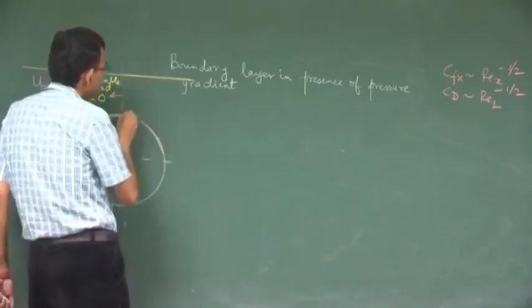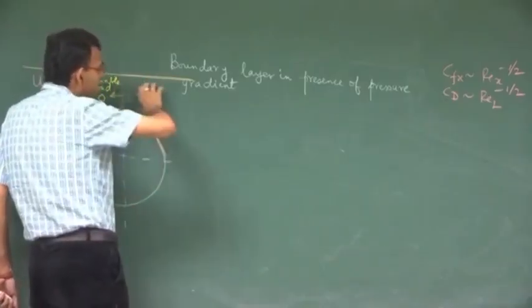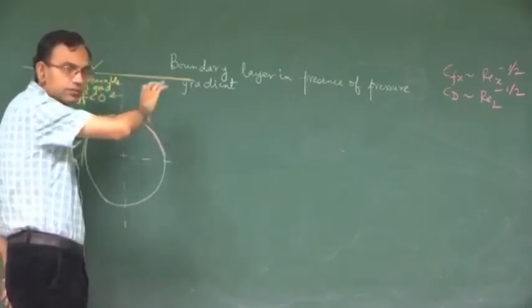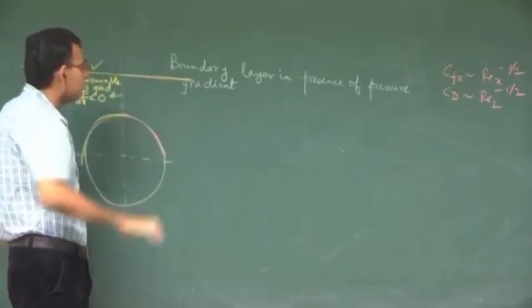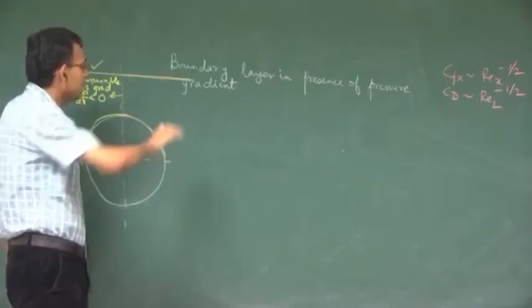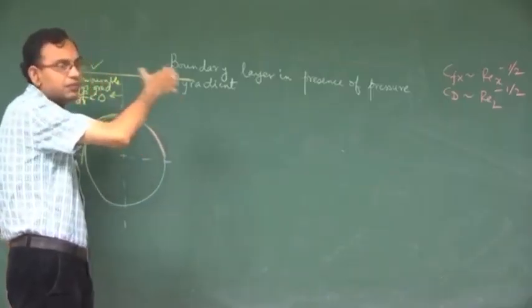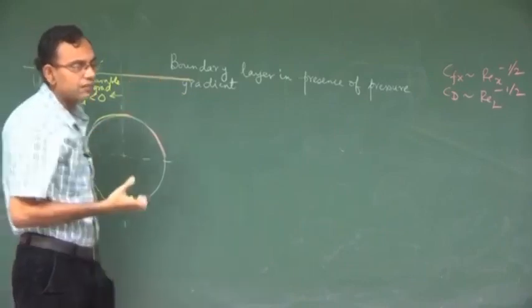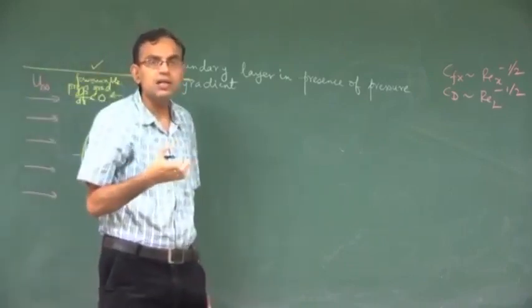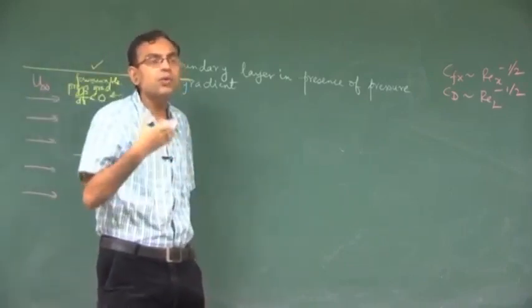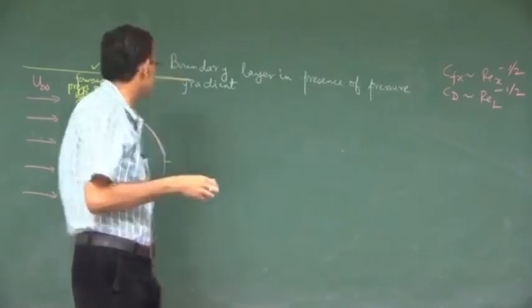between these two lines, the flow passage is diverging. When the flow passage is diverging, the velocity is anyway reducing because of this. So, there is a decelerating effect, and that decelerating effect is due to a pressure gradient which is slowing the fluid down. This is called an adverse pressure gradient.